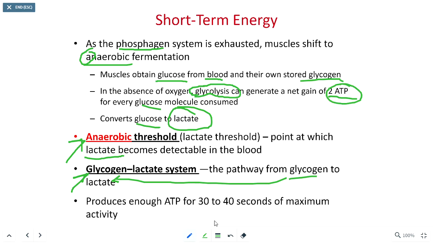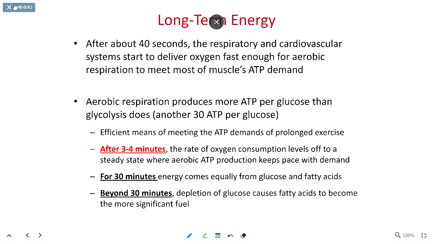And this glycogen lactate system, which occurs in the skeletal muscle fibers, produces a decent amount of ATP. So we can have 30 to 40 seconds of activity powered by this particular method of ATP generation. However, after about 40 seconds, so after sprinting for about 40 seconds, you don't have any more short-term fixes. Now, all you're left to depend upon is your respiratory and cardiovascular system.